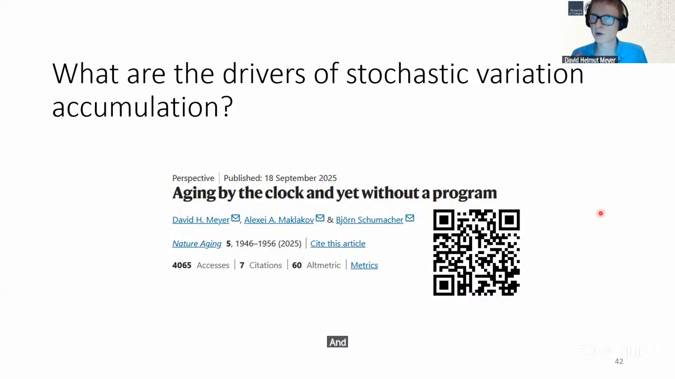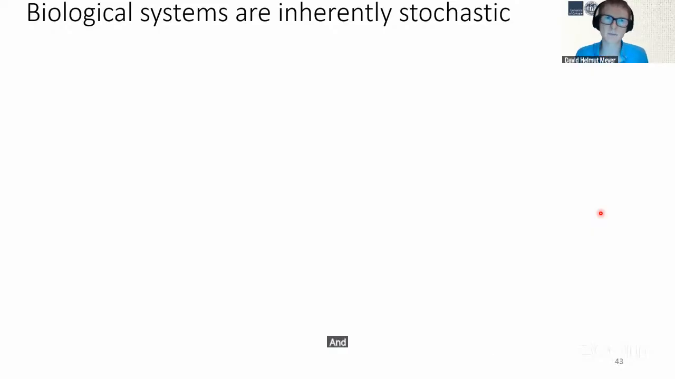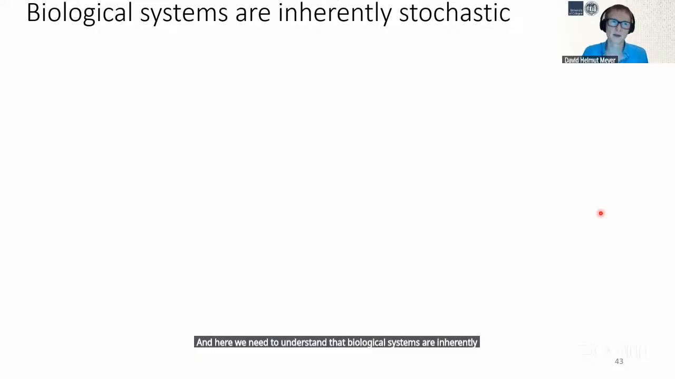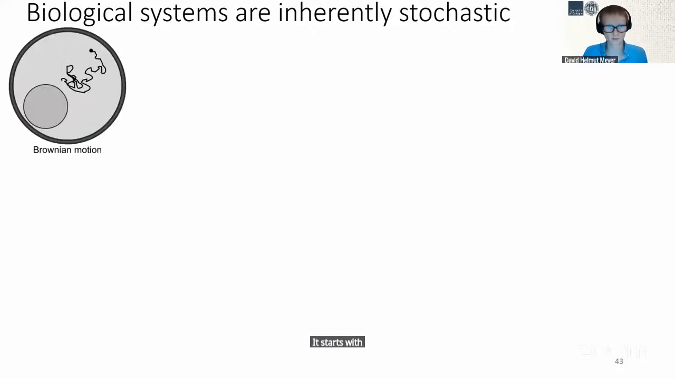And here we wanted to have a deeper dive into what the stochastic variation is and where it's coming from. And here we need to understand that biological systems are inherently stochastic. It starts with Brownian motion. So every single molecule in your cell is behaving randomly with some constraints.